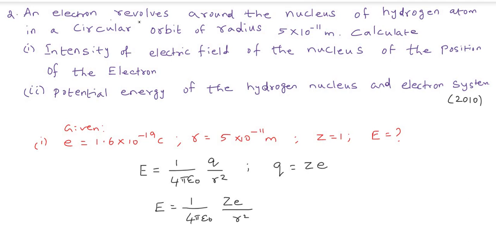In this problem, first given: radius r equal to 5 into 10 power minus 11 meter. In a hydrogen atom Z equal to 1. So the electron charge value is 1.6 into 10 power minus 19 coulomb. In the first subdivision, find the electric field of the nucleus at the position of the electron.